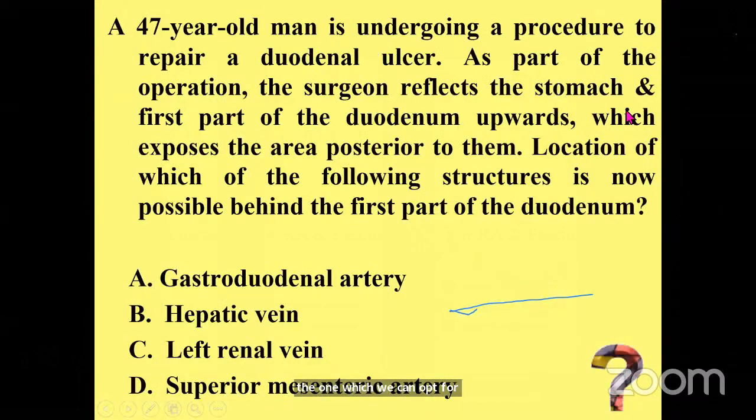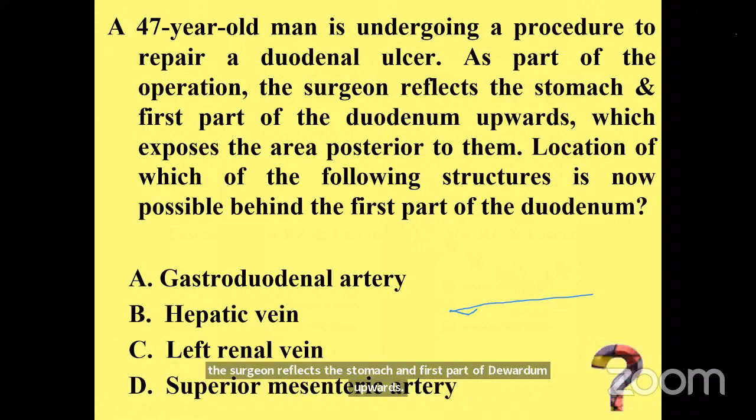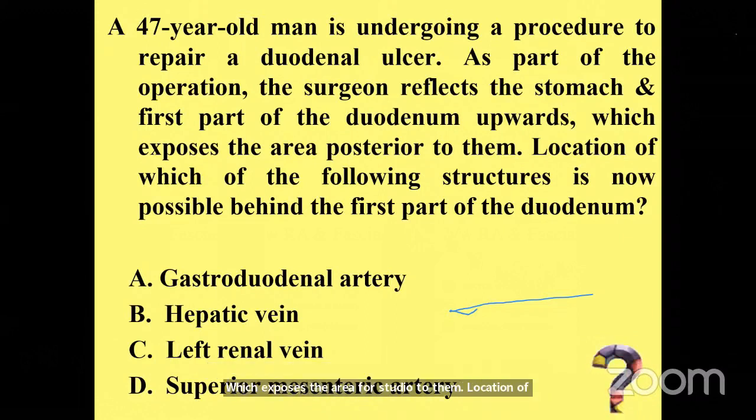Now going to the next question. For repairing a duodenal ulcer as part of the operation, the surgeon reflects the stomach and first part of the duodenum upwards, which exposes the area posterior to them. Location of which of the following structures is now possible behind the first part of the duodenum? They are just asking what is the structure lying behind the first part of the duodenum. It is just a relation which is asked, though the question seems longer.